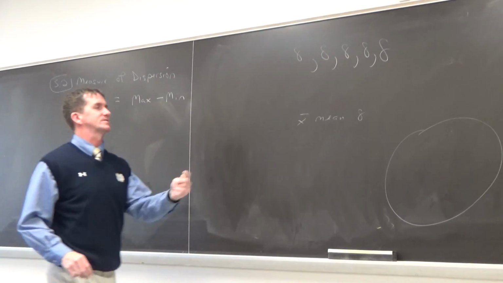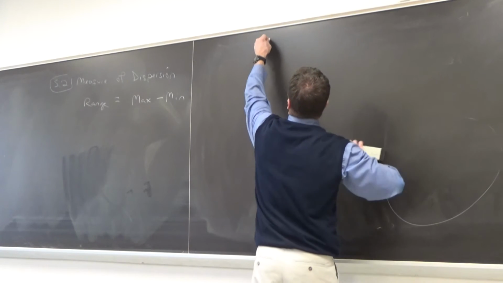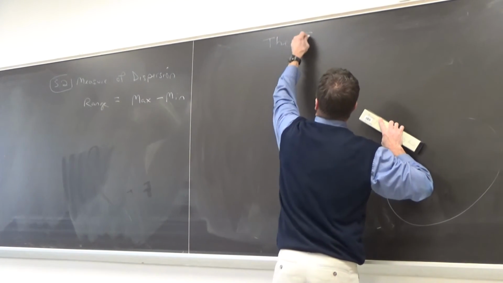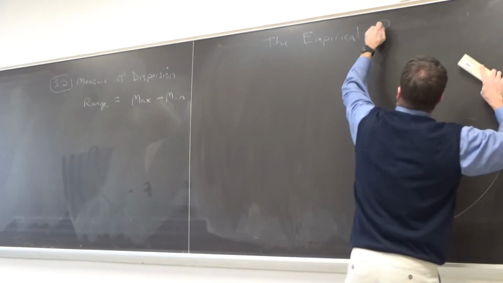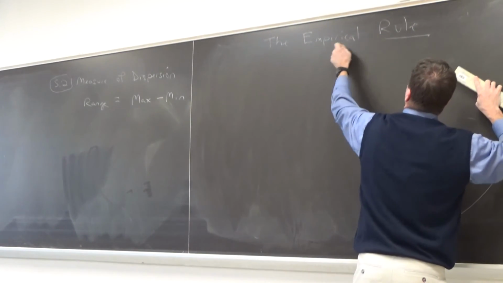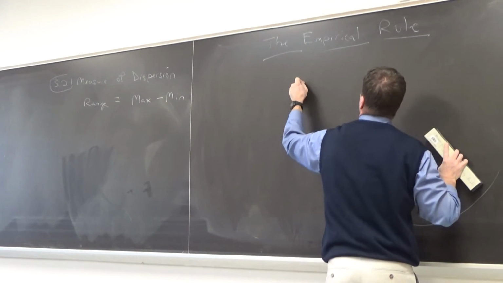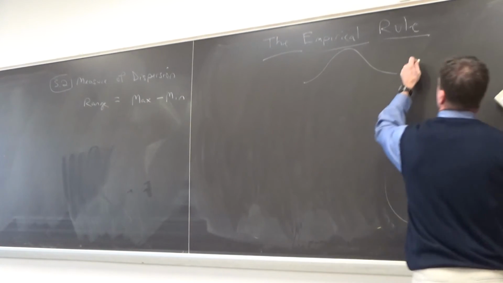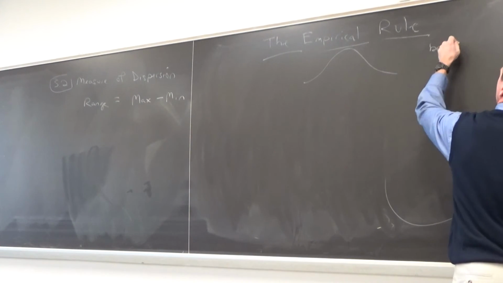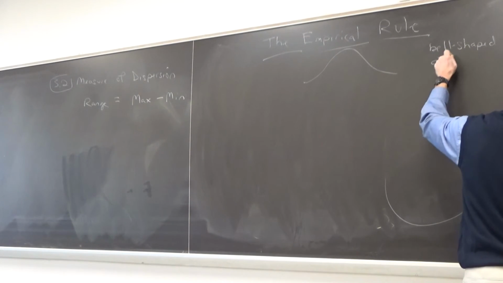Hey, last thing we do, you're going to like this, is we're going to talk about the empirical rule. It's the last thing in section 3.2. It's called the empirical rule. This deals with bell-shaped distributions.